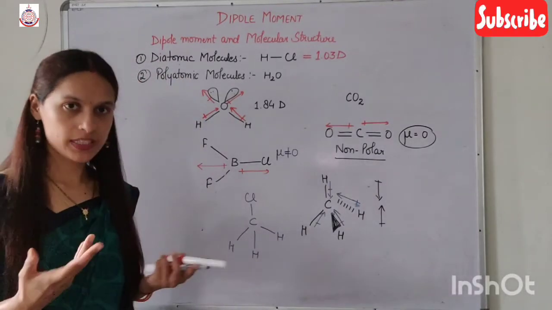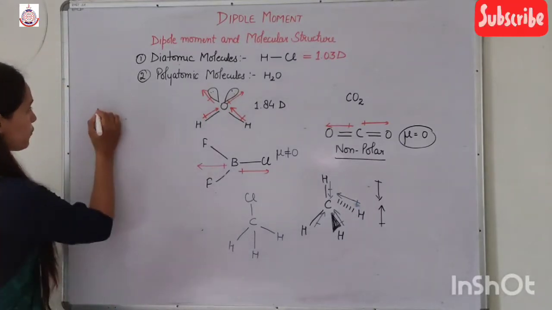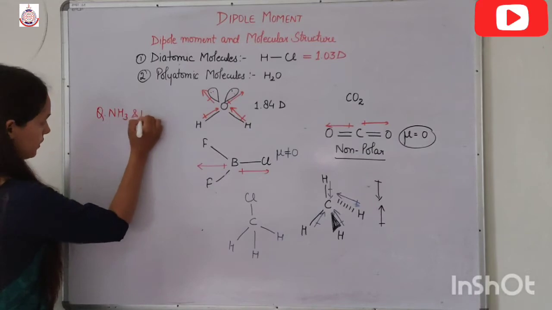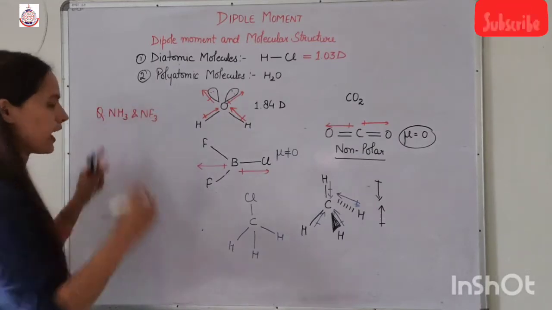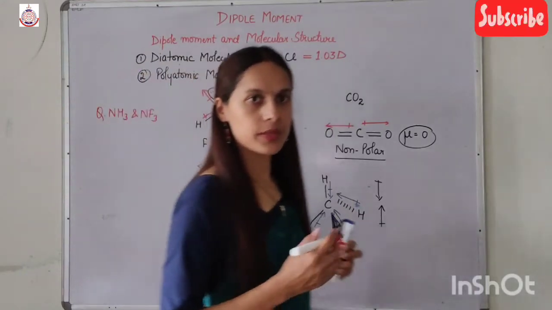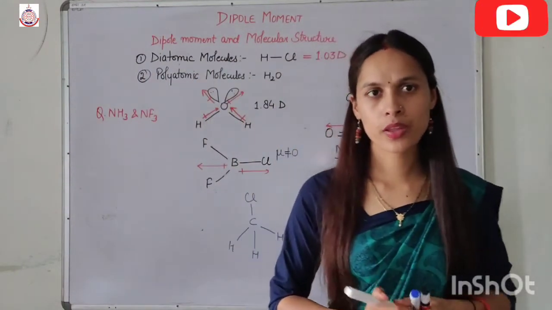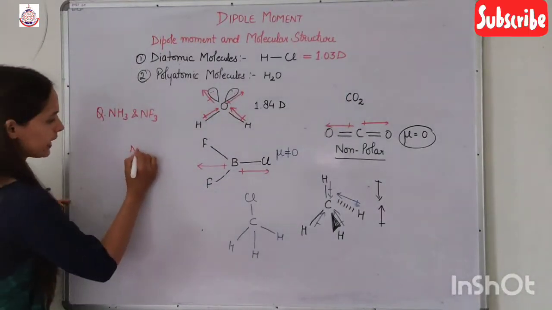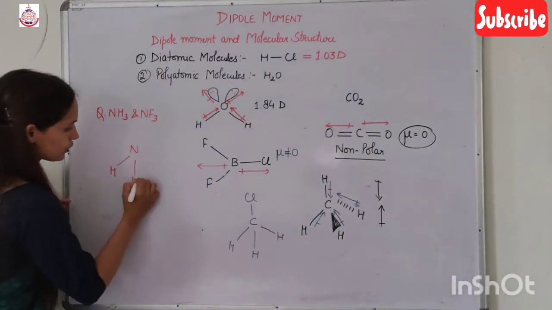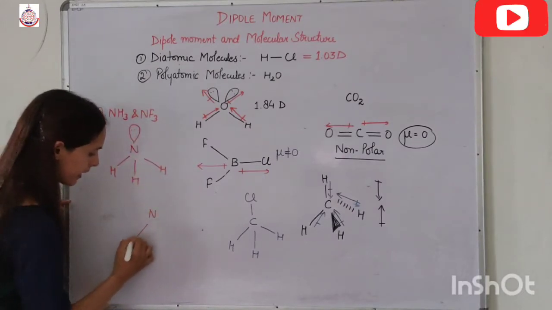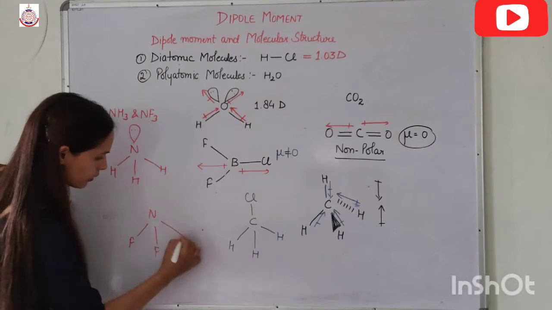Suppose there is a question for you, that if we have NH3 and NF3, in both cases the structure is pyramidal. If I draw the structure of NH3, its structure is like this: NH3, one lone pair, and NF3, one lone pair.